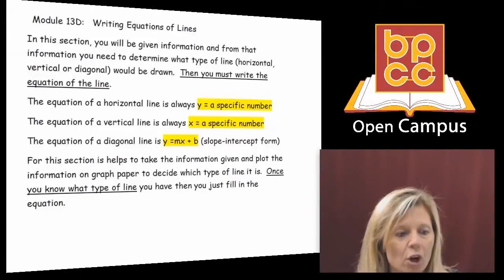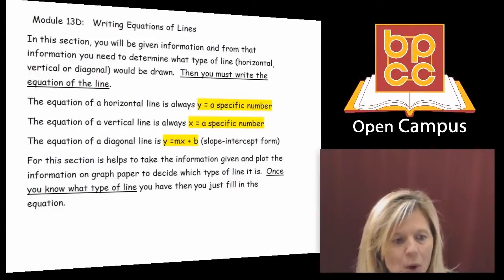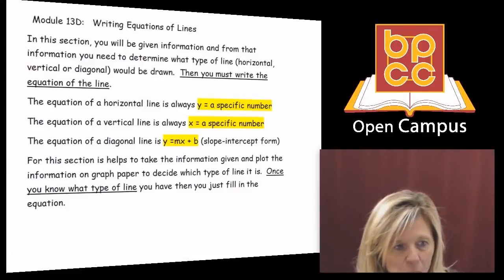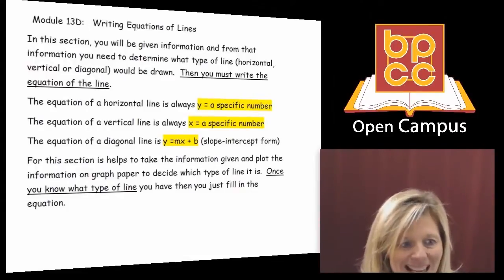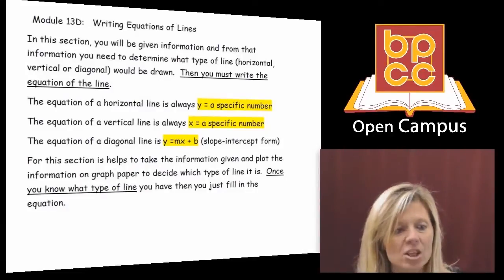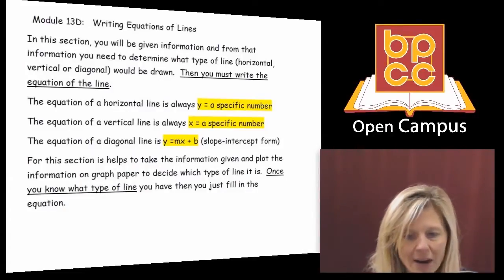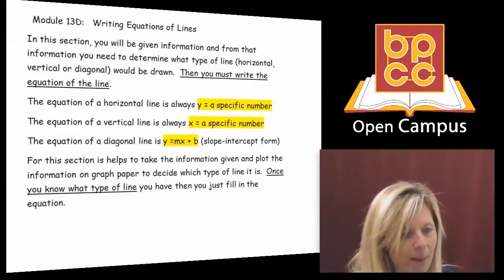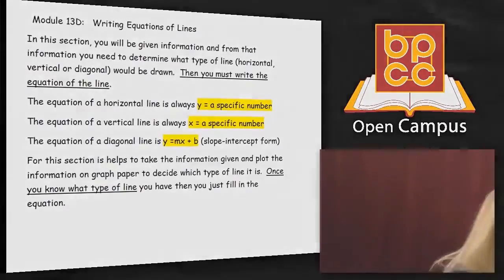So, the goal of this section is to write an equation. An equation has an equal symbol. It has letters and numbers. You will know which equation you're writing based on the clues. All right, so now let's go up to the whiteboard and see what we can do here.